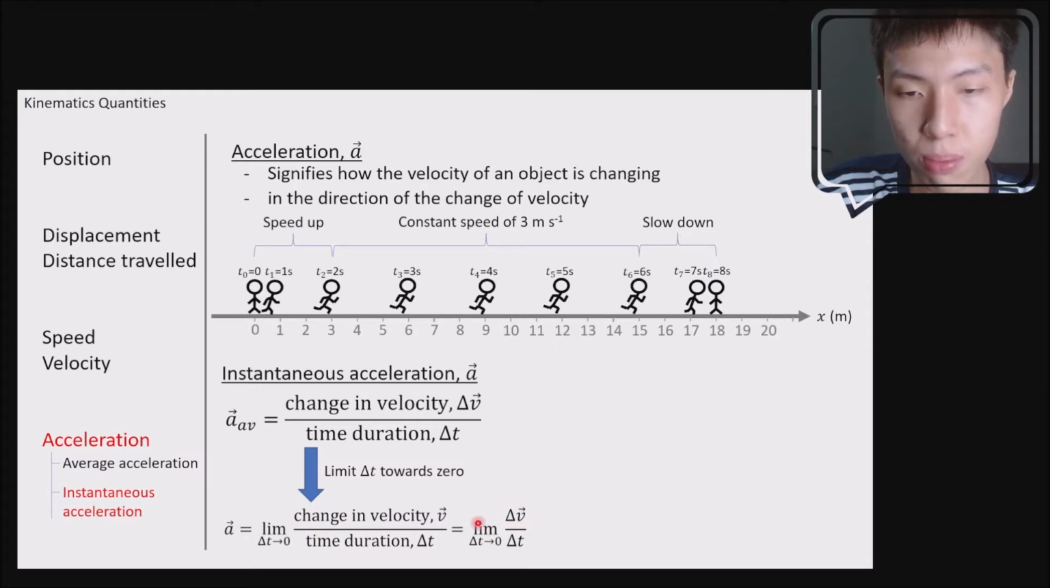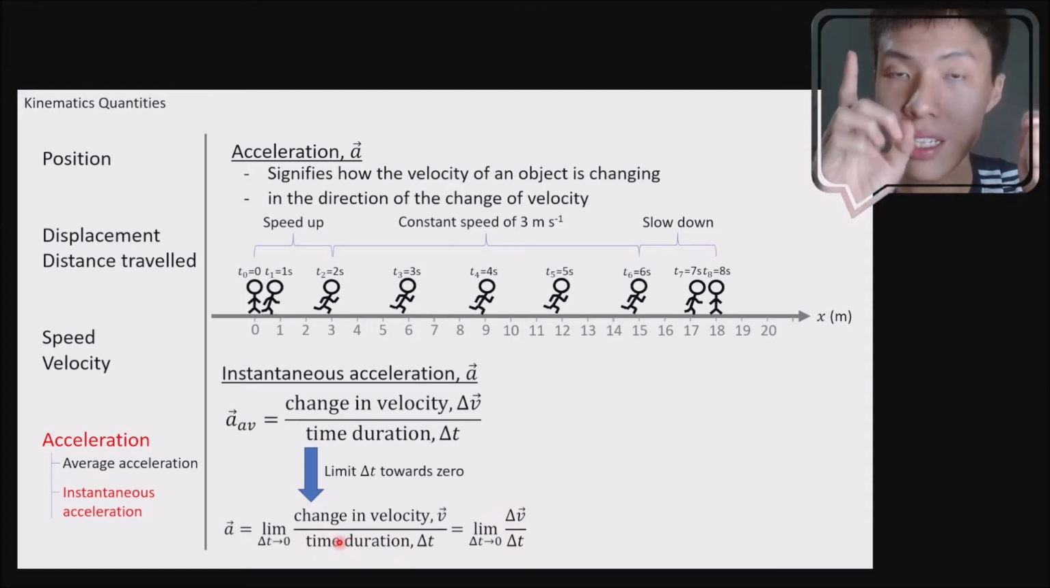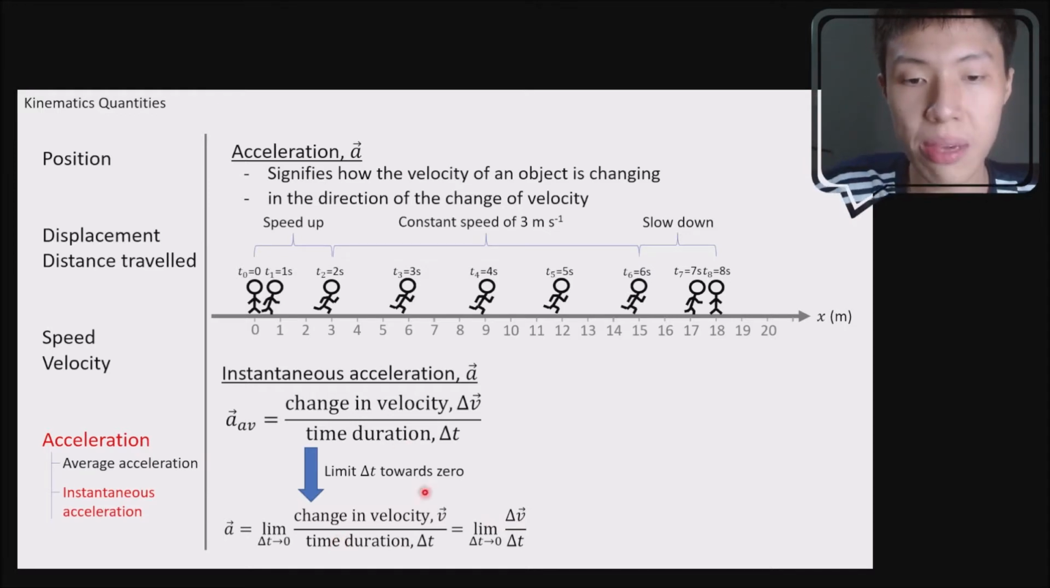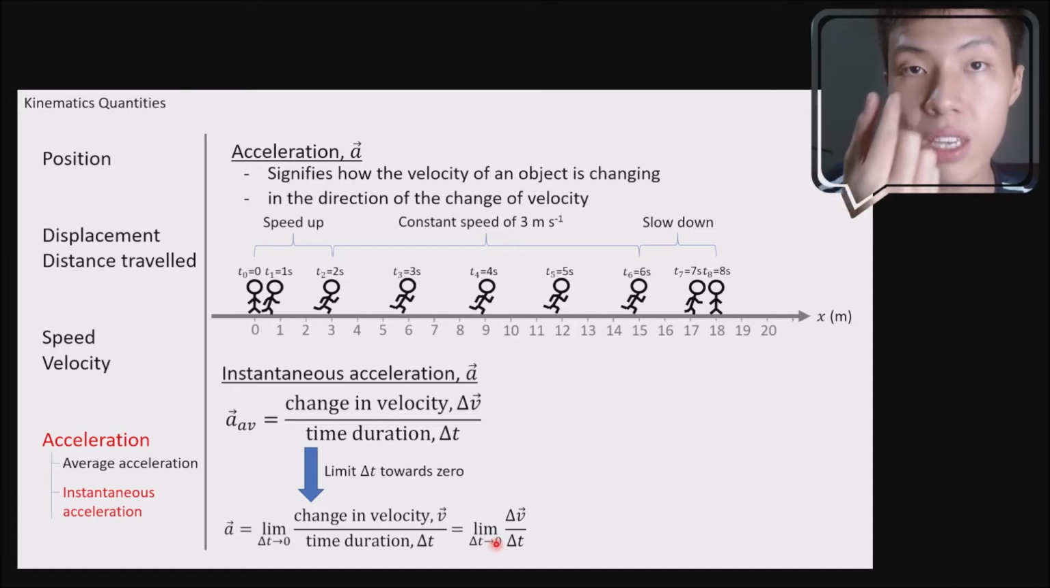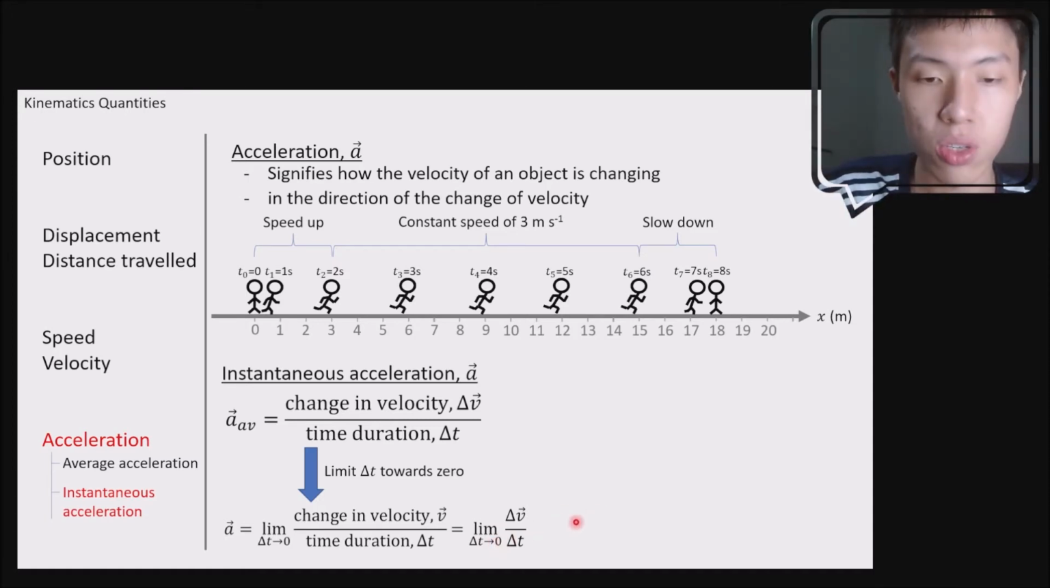If you change it into symbol, this change here is represented by the symbol delta. Time duration is basically the final moment minus the initial moment, right? So it's also a change in time. So this one is delta t. Once you have delta v vector divided by delta t, we can change the delta to become d, because delta is a finite change, d is an infinitesimally small change. When we limit the delta t to approach 0, we are technically asking for an infinitesimally small change. So we can change this to become dv over dt.